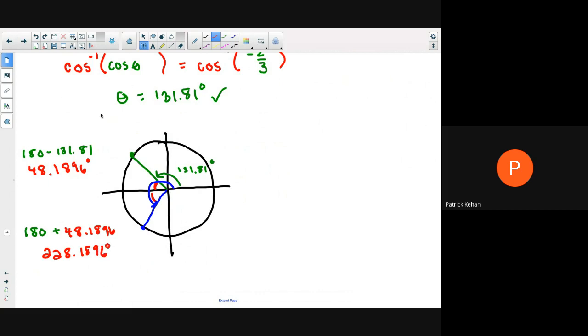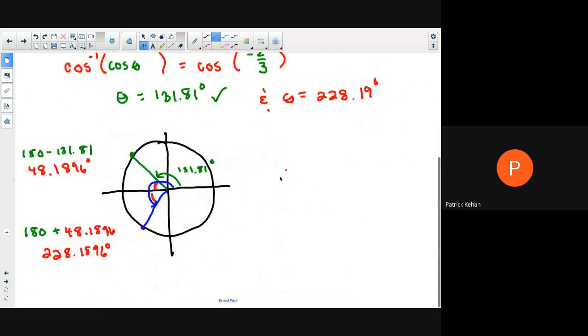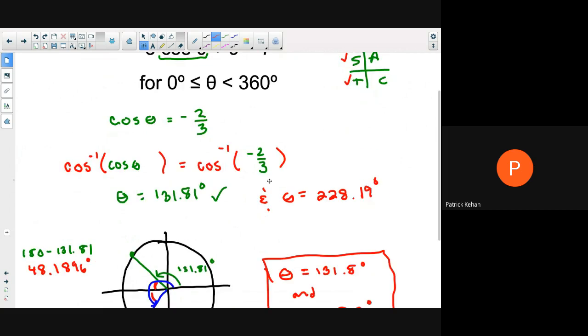So here's my second quadrant angle here. And then my third quadrant angle is going to be theta equal to 228.19. But then I'm remembering that it said round to the nearest tenth. So I'm going to update those angle solutions to 131.8 degrees and 228.2 degrees here. These are my two solutions within 0 to 360 degrees for this equation here.